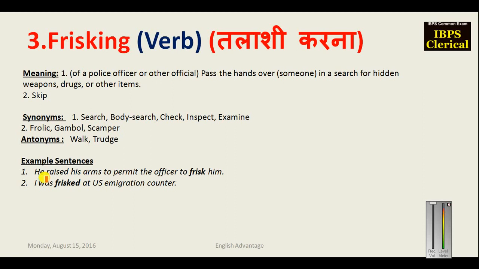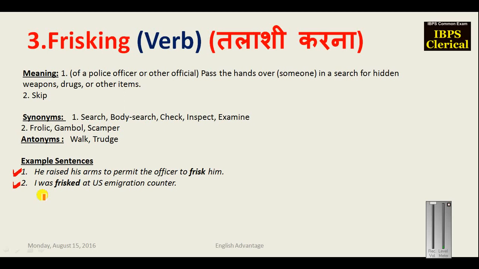Frisk means to examine something or inspect someone. Look at the meaning: a police officer or other official passes their hands over someone in a search for hidden weapons, drugs or other items. The second meaning of this word is skipping or playing around. Synonyms are search, body search, check, inspect or examine. For skip, the synonyms are frolic, gambol and scamper, and the antonyms are walk and trudge. Now let us look at the example sentence: he raised his arms to permit the officer to frisk him.